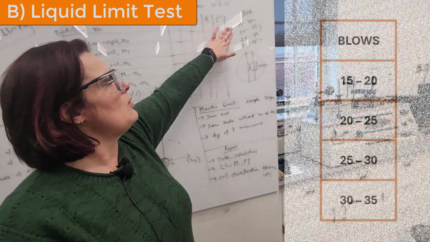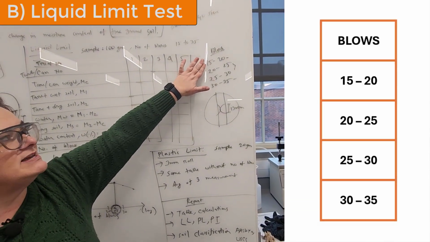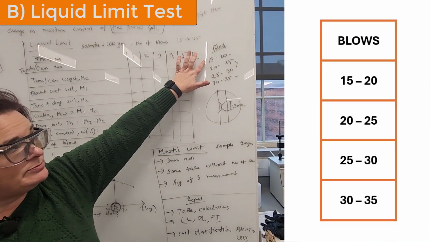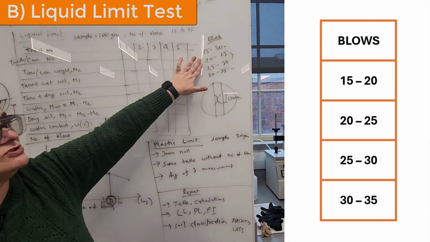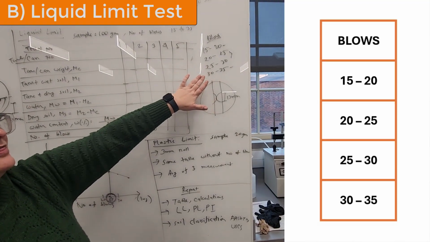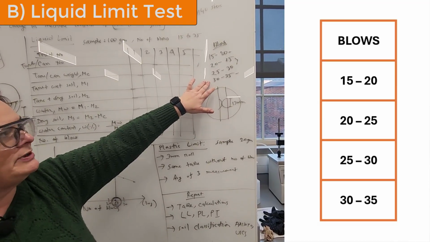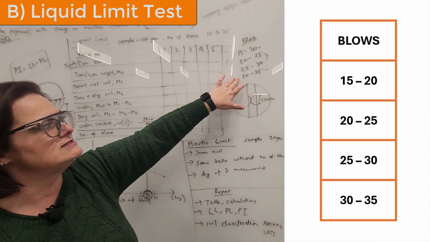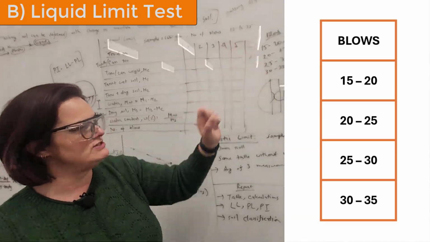So what we do is we divide it up to where you can do a sample where it takes 15 to 20 blows to close the groove, 20 to 25 blows to close the groove, 25 to 30 blows to close the groove, and 30 to 35. Because there's usually 4 students per group in our experiments, each student will do one of these ranges.